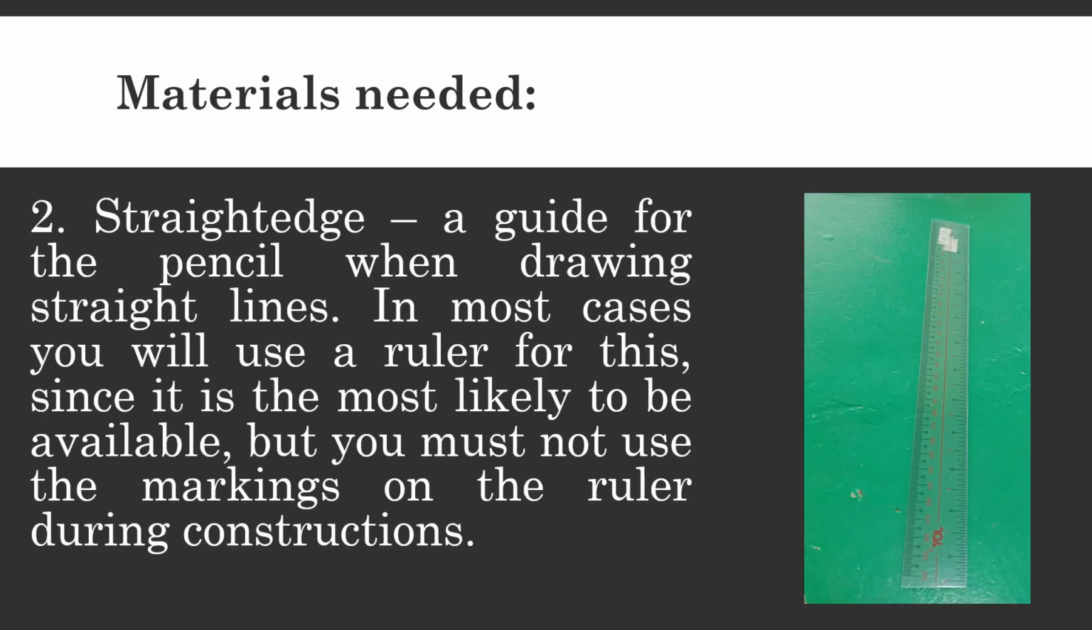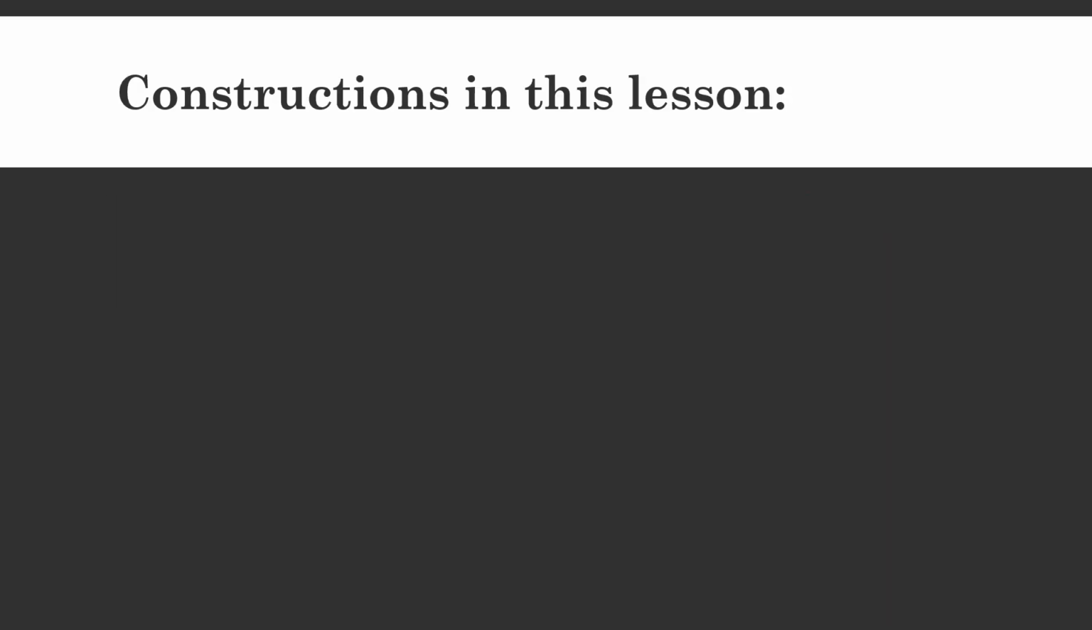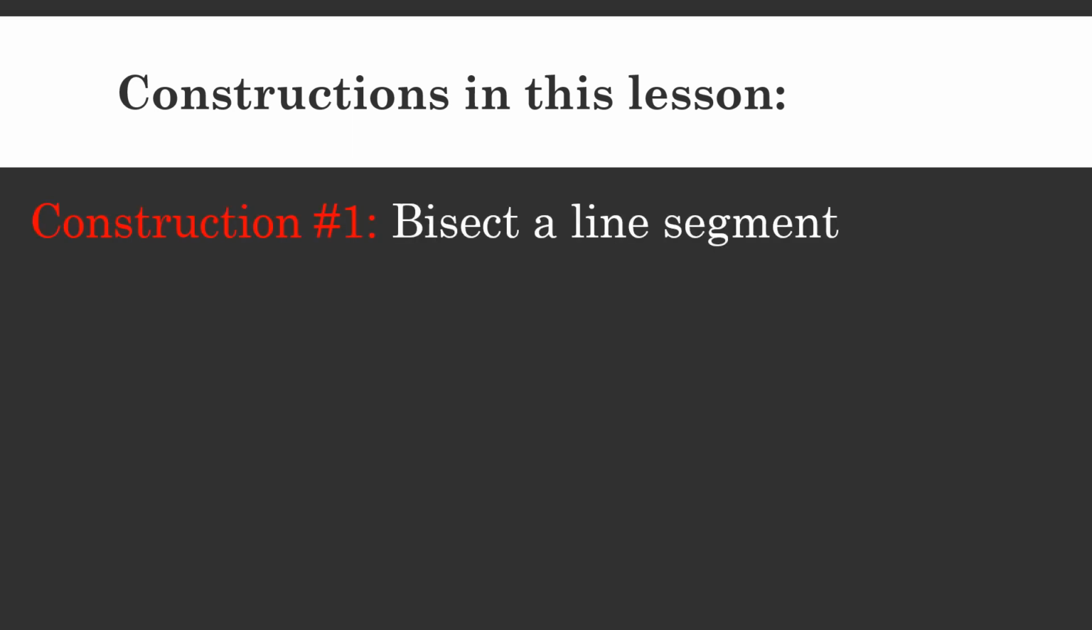Another material is a straight edge, a guide for the pencil when drawing straight lines. In most cases, you will use your ruler for this, since it is the most likely to be available. But you must not use the markings on the ruler during constructions. Again, no measurements. In this lesson, we will deal with 4 constructions.